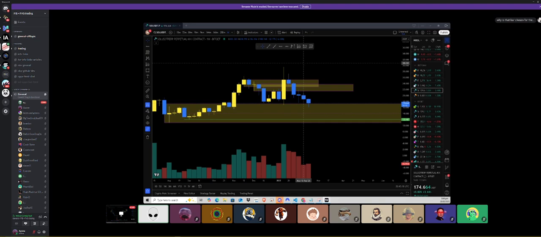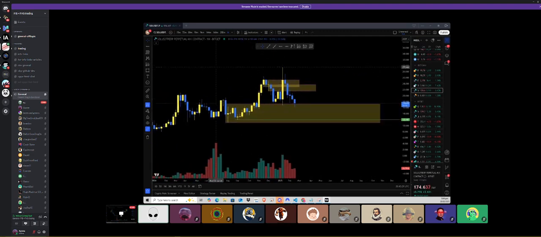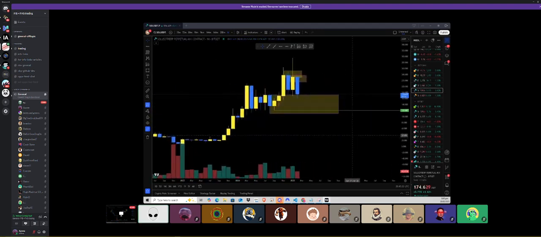Why is that bar chosen for the support box on the monthly and not any other? So if we go back to 1 month, so many intelligent questions today.